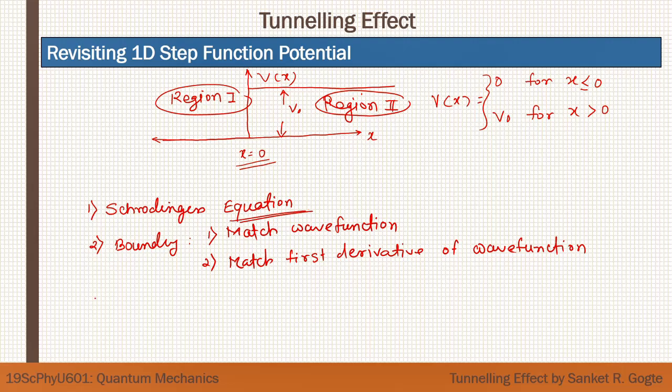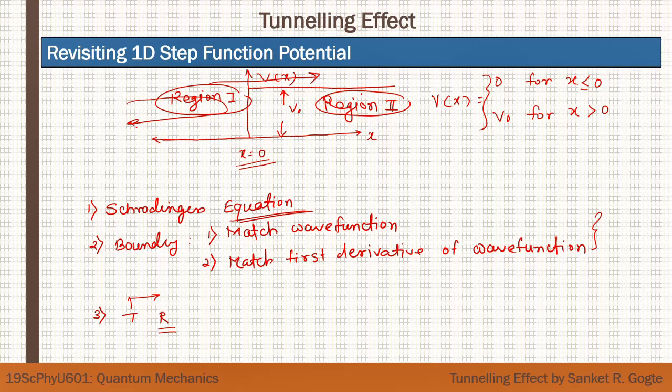We have three unknowns, three coefficients for the wave function for region 1 and 2 combined, and we get two equations from the two boundary conditions. We can now write the two coefficients in the wave function in terms of the third one, which gives us the transmission coefficient T and reflection coefficient R, where the transmission coefficient is the probability that the particle transmits through this potential barrier, whereas R is the probability that the particle is reflected from the barrier. So this is how we solve the one dimensional step function potential.